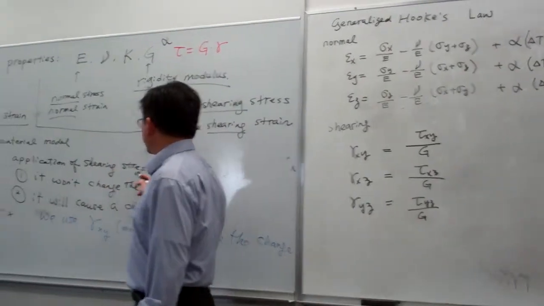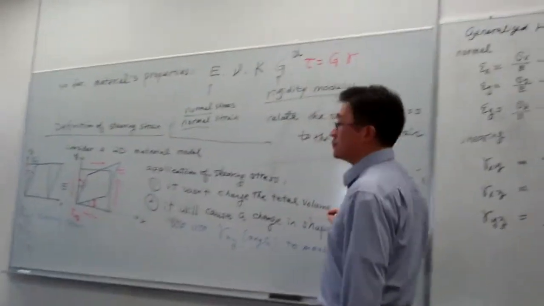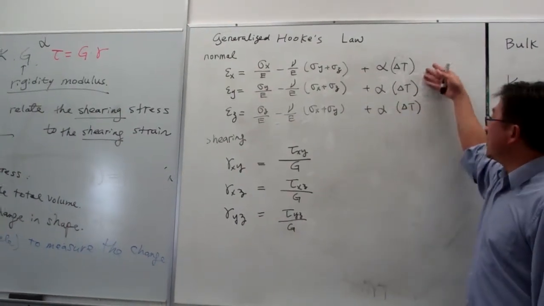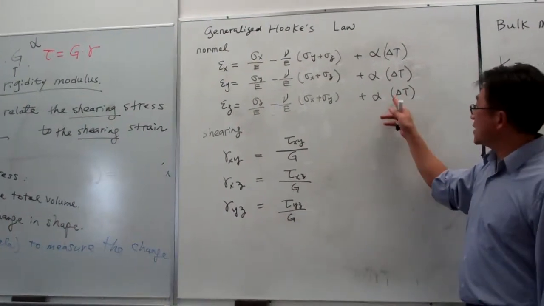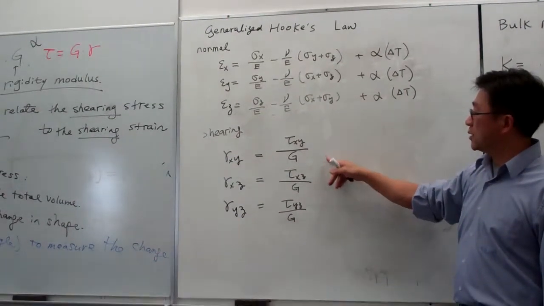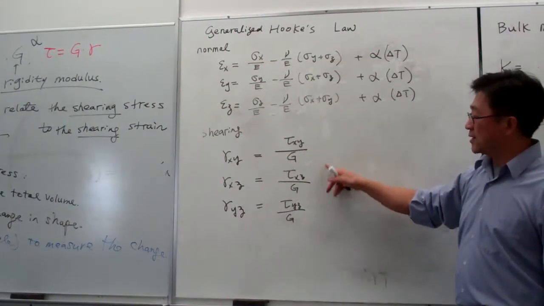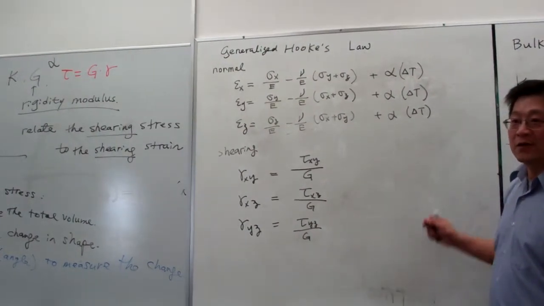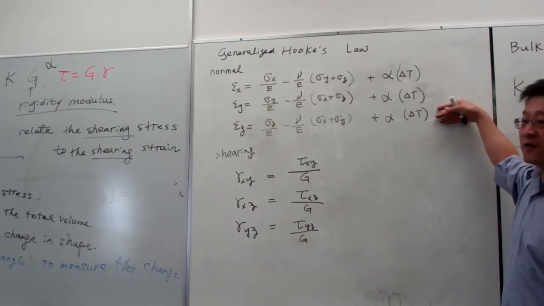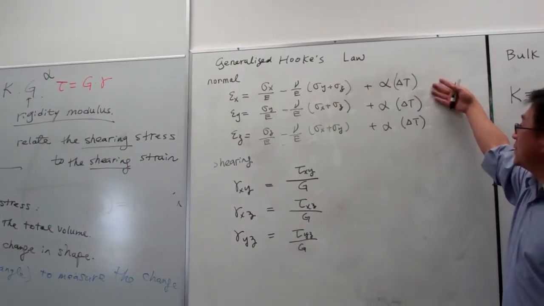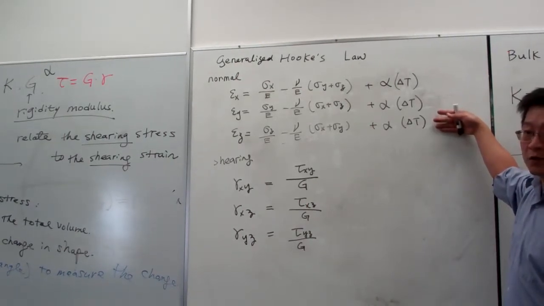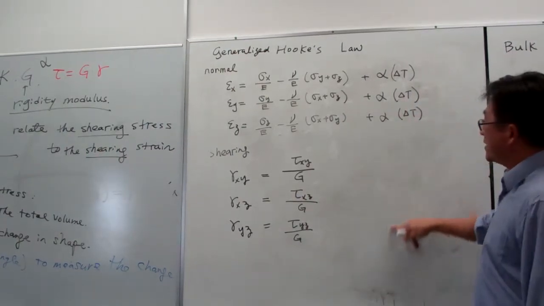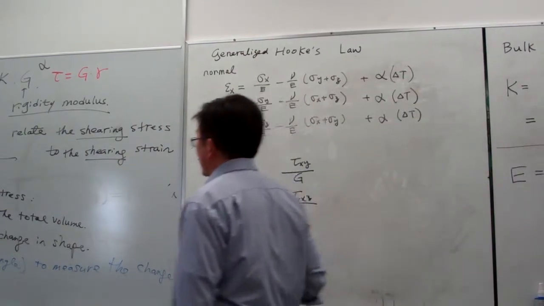And again, in the shearing, we define that all the shearing stress won't change the volume. So that means the temperature loading will only affect the volume change. So the influence of temperature loading doesn't come into the shearing part. The thermal loading influences the volume change, so it only appears in the normal portions here. So this is the 1, 2, 3, 4, 5, 6. That is a complete description of Hooke's law.